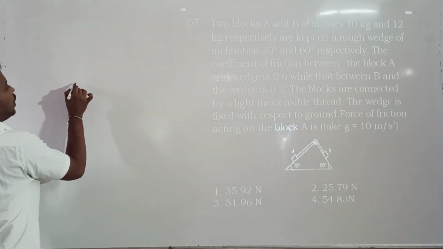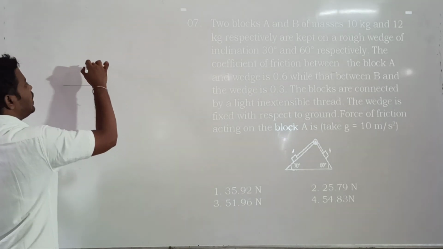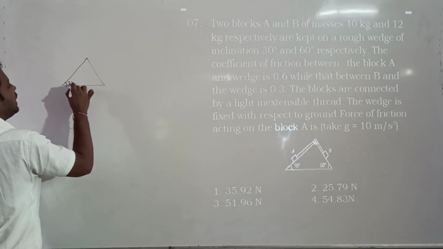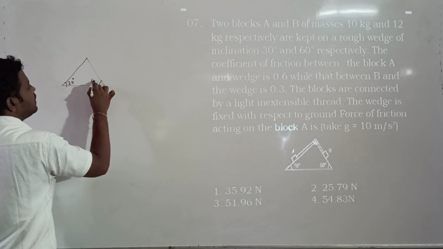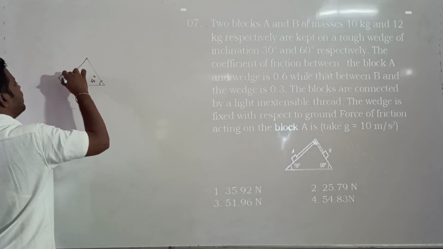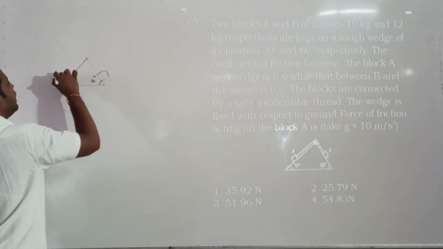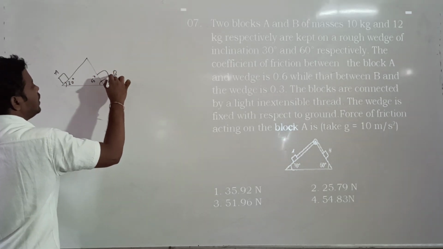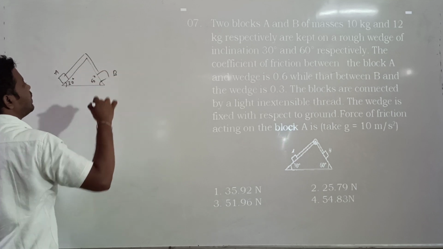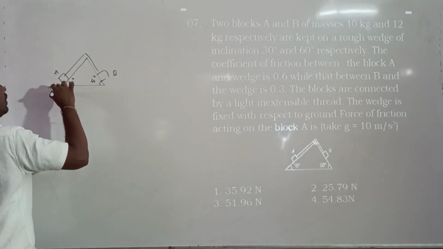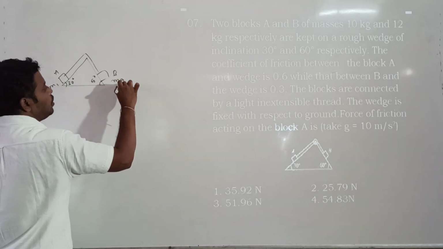So they have given one wedge. For this wedge, this angle is given as 30 degrees and this angle is given as 60 degrees. So two blocks are given. Here one block is there, here one block is there. So this block is A and this block is B. Both the blocks are connected by one string. So block A, can I call the mass M1? Block B, can I call the mass M2?